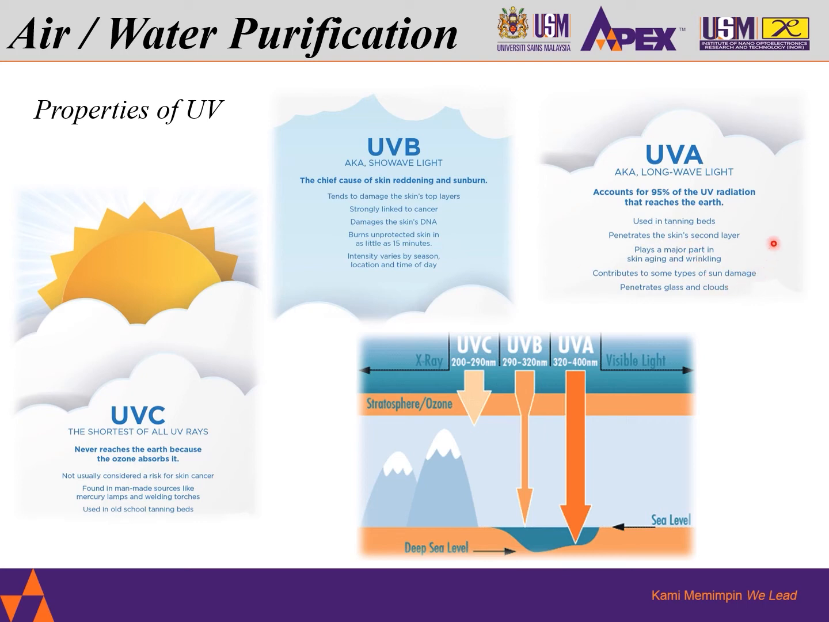For UVA, aka the long wave light, it accounts for 90% of the UV radiation that reaches the Earth. It can be used in tanning beds, penetrates the skin's second layer, plays a major part in skin aging and wrinkling, contributes to some types of sun damage, and can also penetrate glass and clouds.